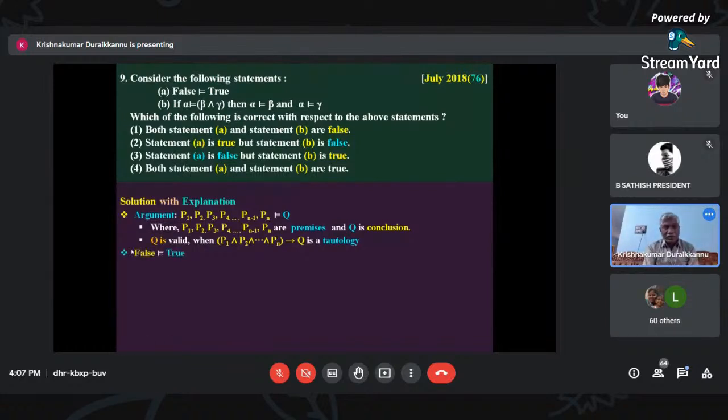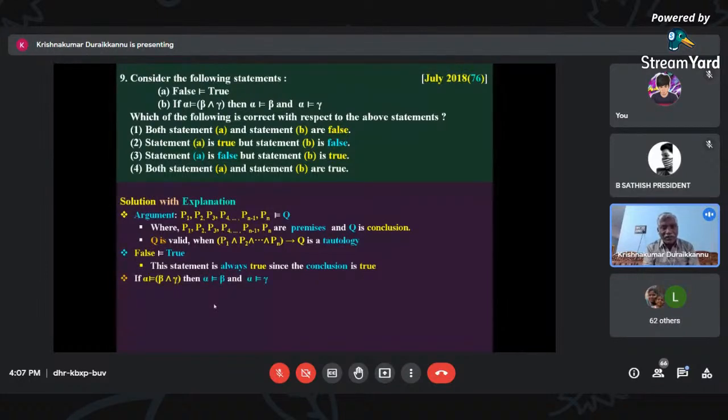So first we take the first statement: false implies true. This statement is always true. We know that the left hand side is the premise and the right hand side is the conclusion. If the premise is false and the conclusion is true, what does that mean? Since the conclusion is true, whatever the value of the premise is, either true or false, the statement is always true.